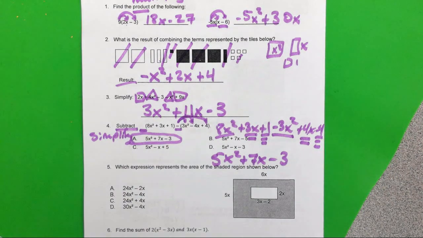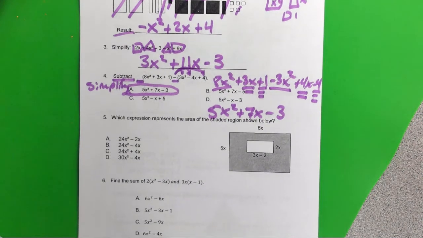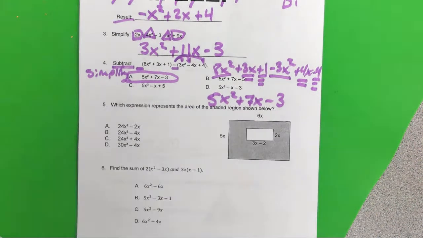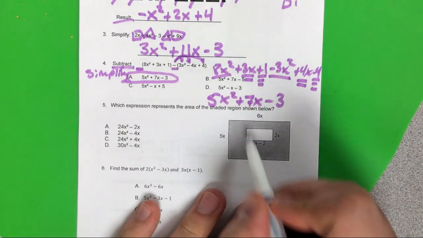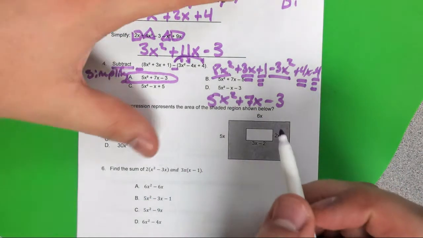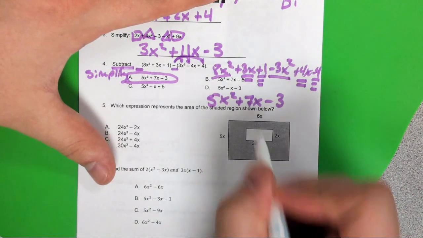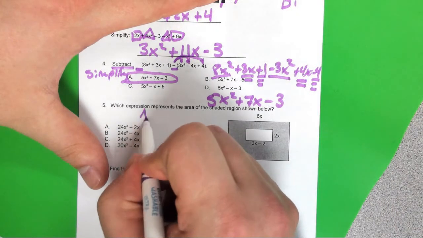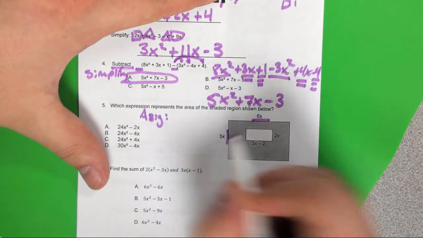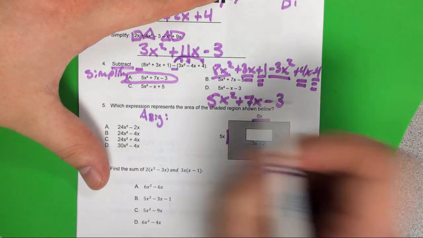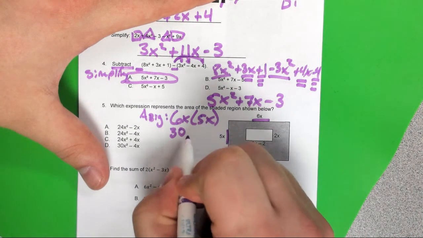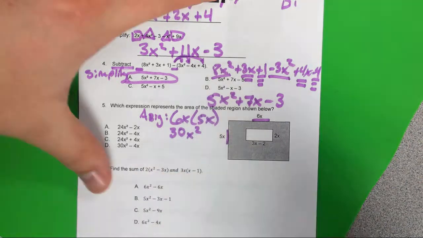Now number 5 should look a little familiar. We've seen this before. Which expression represents the area of the shaded region shown below? So the shaded part is the area of the big one minus the area of the small one. So we need to find both. The area of the big one is going to be 6x times 5x. 6 times 5 is 30, and x times x makes x squared. So there's our area of our big one.